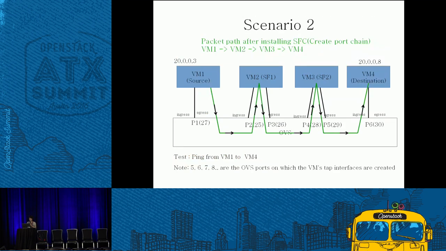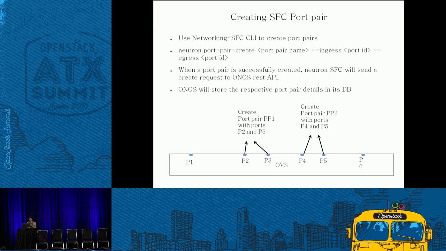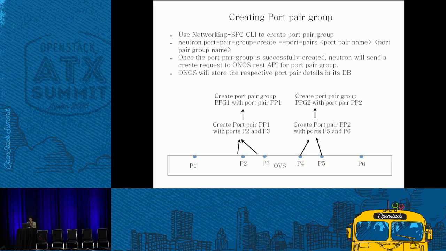In the second scenario, we're going to create the service function chain using the OpenStack networking SFC CLI. Then after that, you're going to see the traffic go through these service functions. First, we create a service function port pair for service function one, and then another port pair for service function two. We are also going to create port pair groups, which means each service function type will have multiple instances.